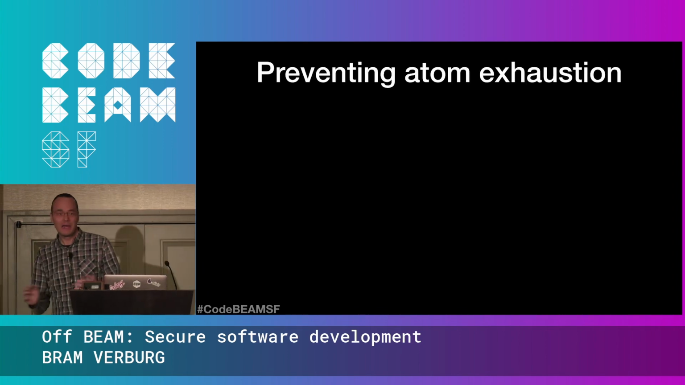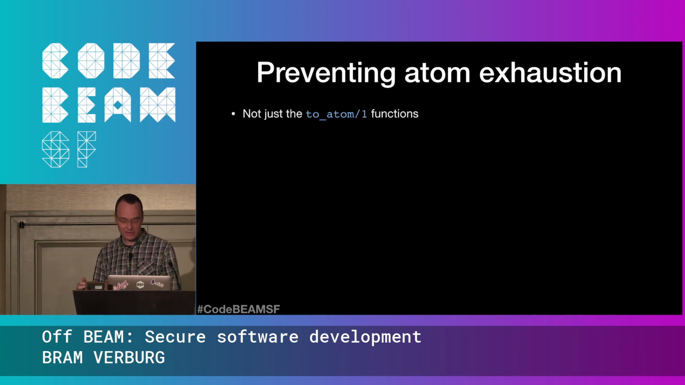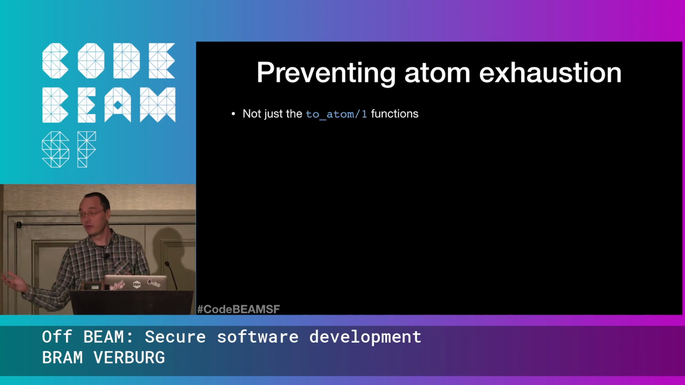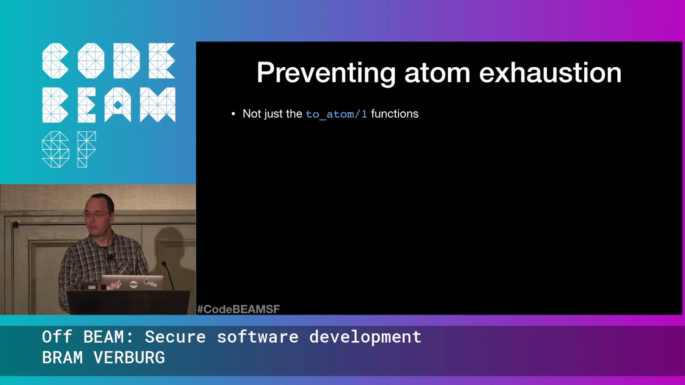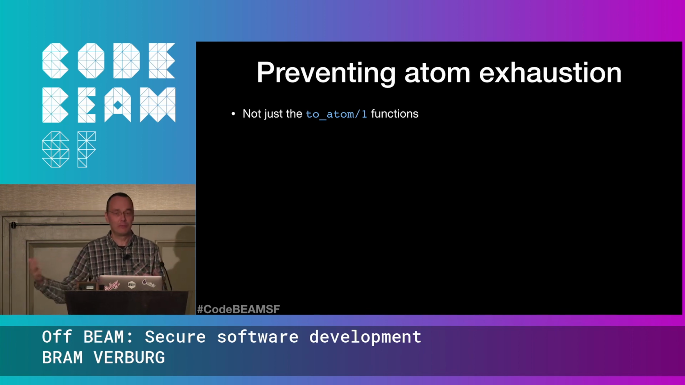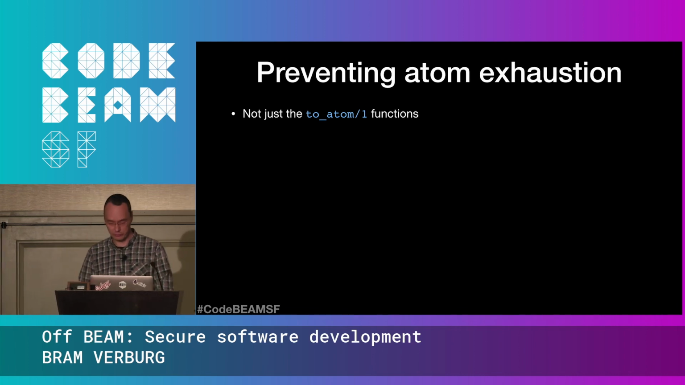Okay, so atom exhaustion. I already mentioned it briefly. The two atom functions are dangerous because the atom table is of limited size. If you create atoms dynamically, you risk running out of atom table entries, and that will blow up your VM. And of course, if you're generating atoms from user-provided input, those users could crash your VM. That's a denial of service vulnerability.